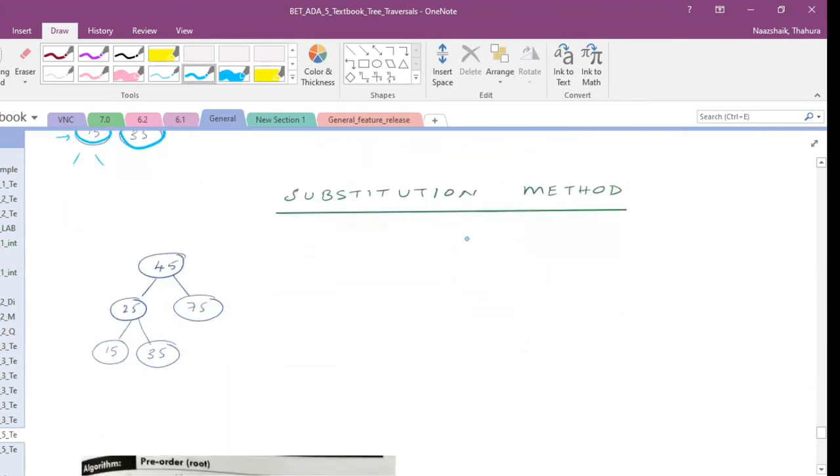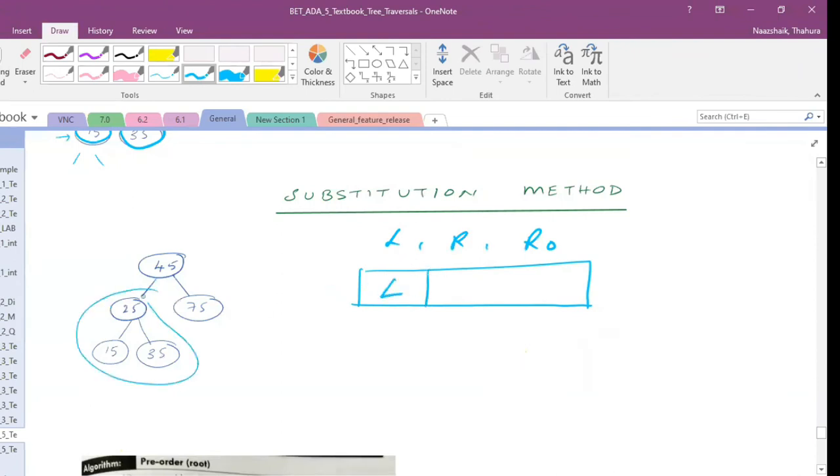Substitution method also, let us do left, right, root. There's something on the left, you still have to solve this. On the right, it's just one node, so I'll right away put it. Root also, you know, it is this 45.